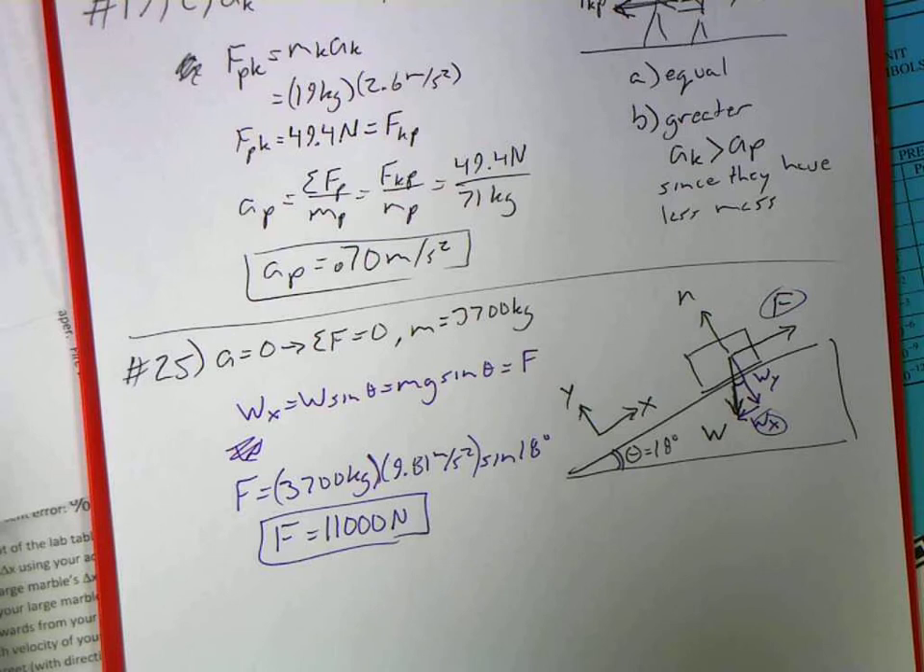The mass, 3,700, multiplied by gravity, 9.8, never negative, multiplied by the sine of 18. I always do my functions first, so sine of 18 multiplied by 9.81 multiplied by 3,700 gives about 11,216, so 11,000 newtons. You know my rule: if it doesn't have more than 3 zeros, you double. I'll come back for 20.